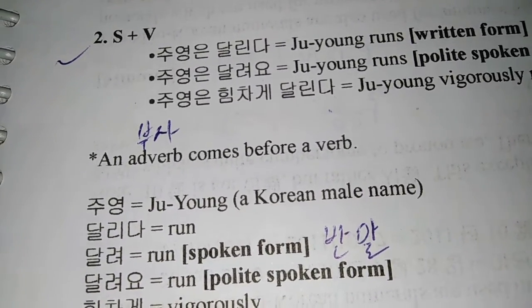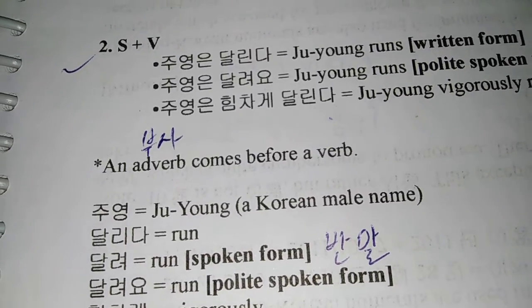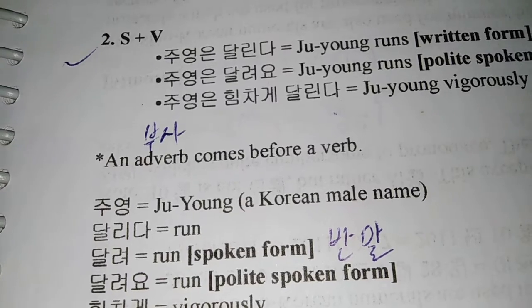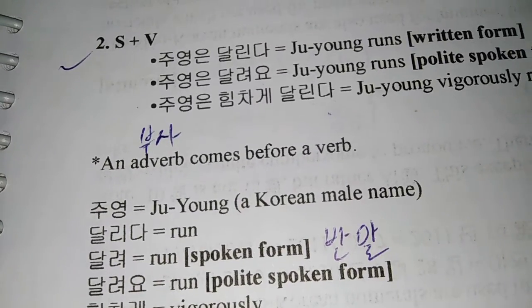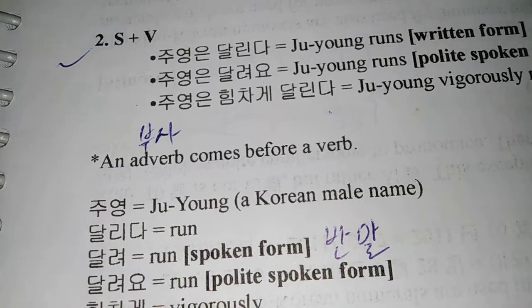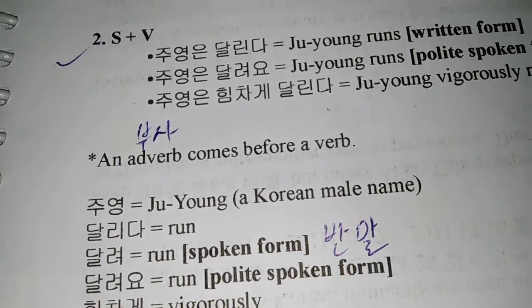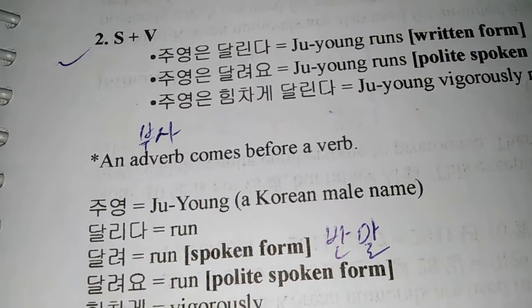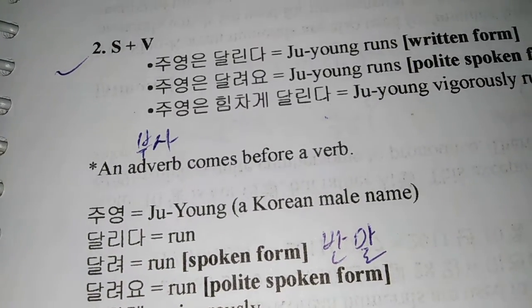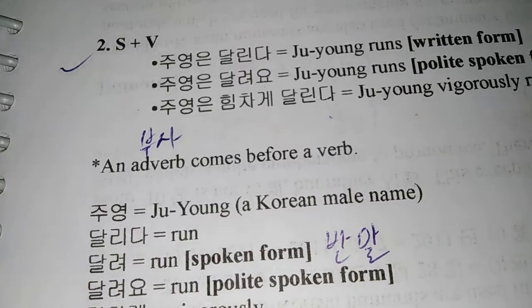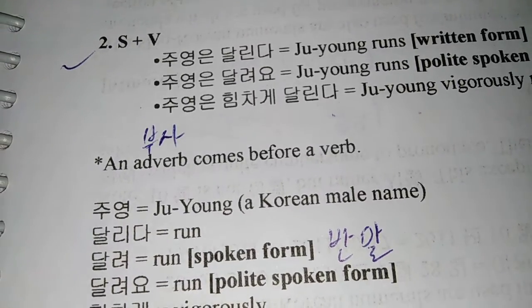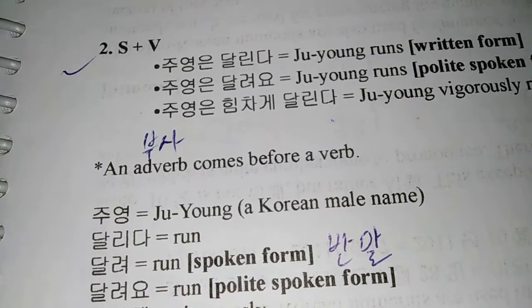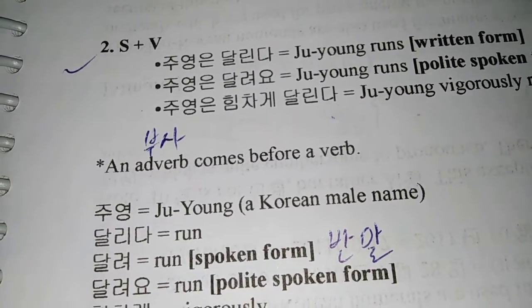If it is the most uppermost level of respect, you would say 주영은 달리고 있습니다. Like 입니다 would come at the last. Yo is the secondary level of respect. The primary and uppermost level of respect that you would only use with very, very senior, very old people than you. Only in that case you would use 입니다.